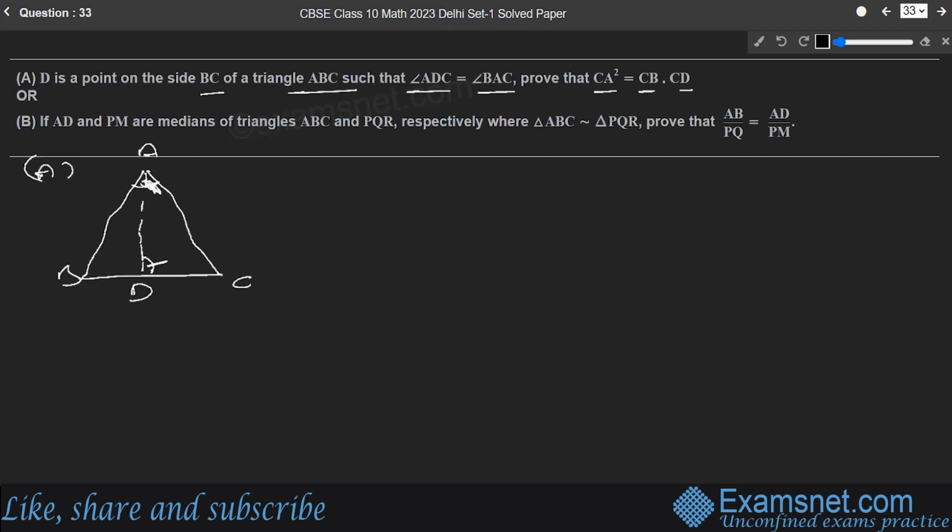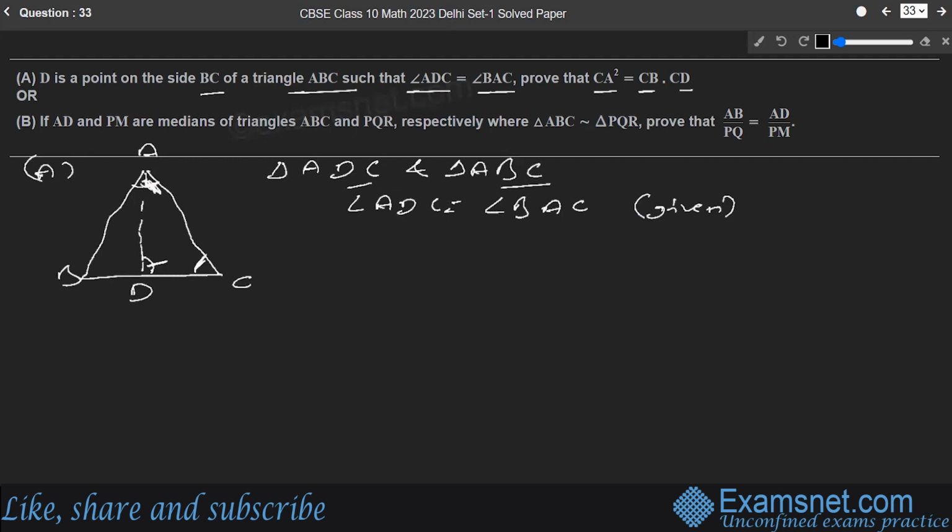So let us see this triangle. If we compare closely between triangle ADC and triangle ABC, what we observe is angle ADC is equal to angle BAC. That is already given. What else do we observe? In both triangle ADC and triangle ABC, the angle C is common. So we can simply write angle C is equal to angle C. It is a common angle.